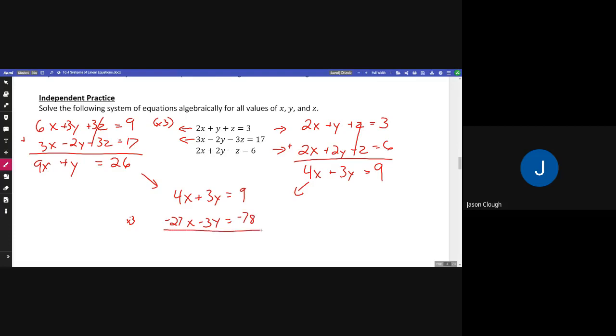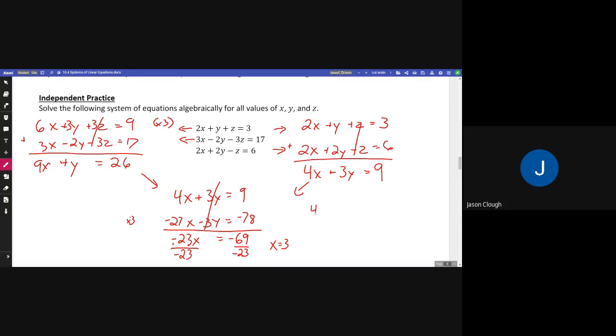All right, so adding these two equations, 4 minus 27 is negative 23x. 3y drops. 9 minus 78 gets me negative 69. Divide both sides by negative 23. And we get x equals 3.